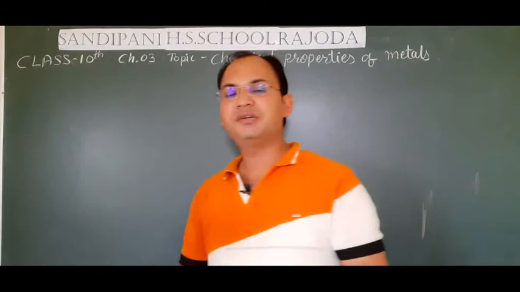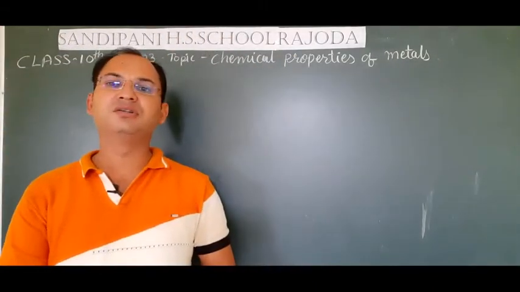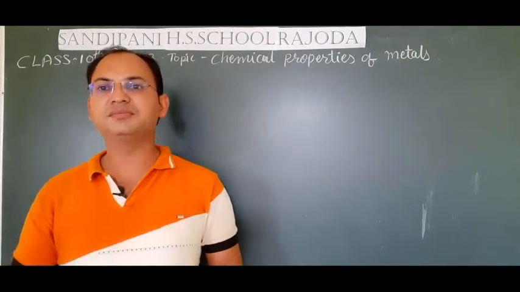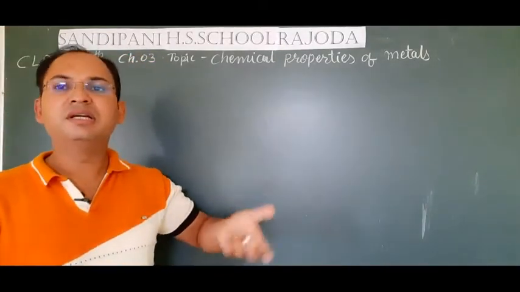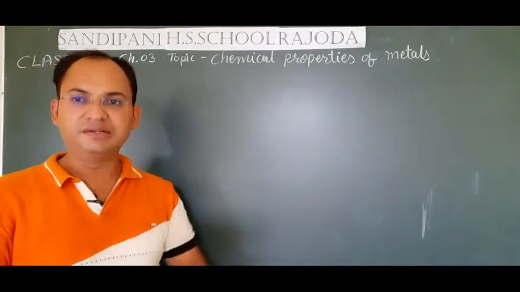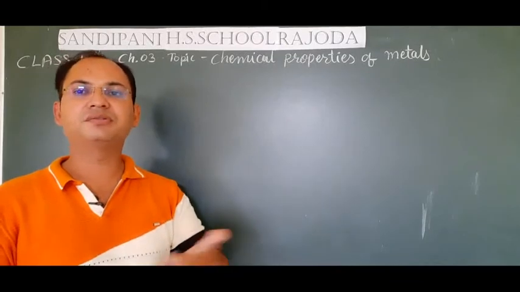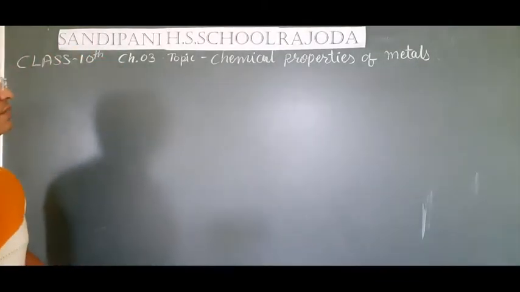In the previous video we discussed the physical properties of the metal, that is their color, their sonorous property, their ductility, etc. And in this video students we will discuss the chemical properties of the metals, that is how the metals react with different components in order to produce the products. So students, let's start the chapter.